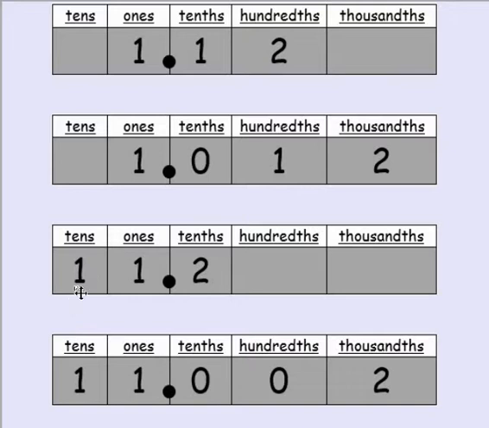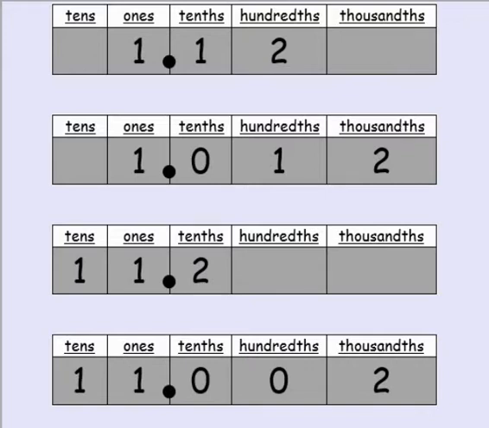This decimal would be read as 11 and 2 tenths. And then finally, this one would be 11 and 2 thousandths. So again, if your decimal ends in just 1 digit after the decimal, you'll say tenths at the end. If your decimal has 2 digits after the decimal point, we say it's hundredths. And if you have a decimal that has 3 digits after the decimal, then you'll use the word thousandths.